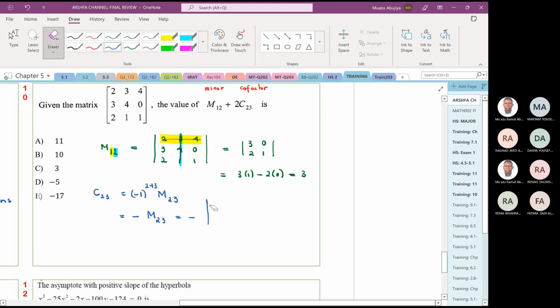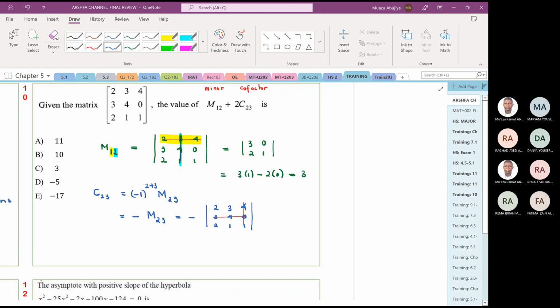Again, we have a 3 by 3 matrix, the determinant for 3 by 3. So here we have 2, 3, and 2. We have here 3, 4, 1. Then we have 4, 0, and 1. So we are going to delete here row number 2 and column number 3. So this question is the same as finding the cofactor of the element 0.